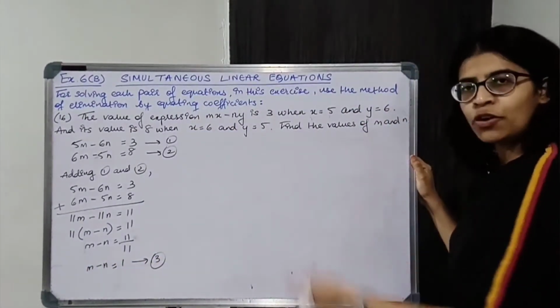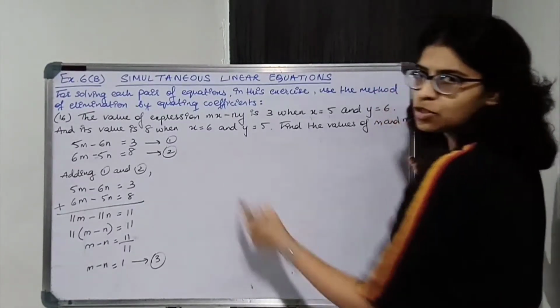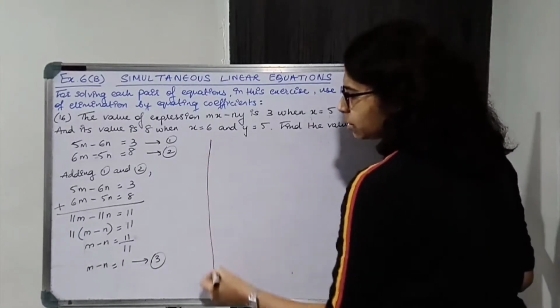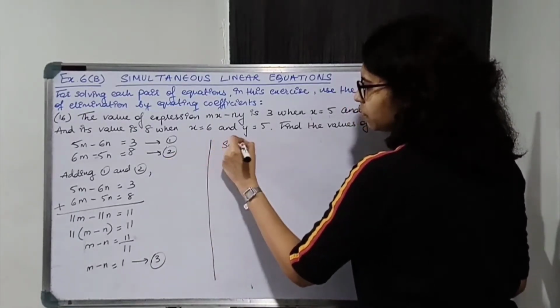Now we'll get one more equation by subtracting these two equations. So subtract 1 from 2 or 2 from 1, it does not matter. So I'll be subtracting 2 from 1.